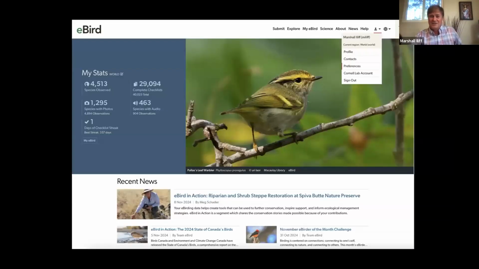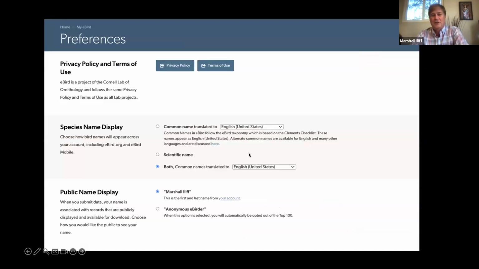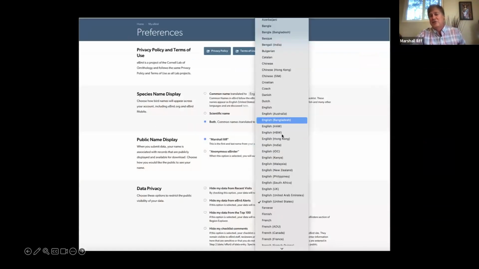So to change the bird names, this is an eBird example, but the same would apply in Birds of the World or other Cornell Lab websites. You go up to that little icon at the top right that gives you a profile and click on Preferences. That brings you to a screen where you can customize if you want to see English name, scientific name, or both. And if you pick a common name or an English name, then you get this drop-down list with all these different options. It's too long to fit on the page, but if you speak French or Finnish or Faroese or Croatian or Czech or Danish, you can get those bird names.